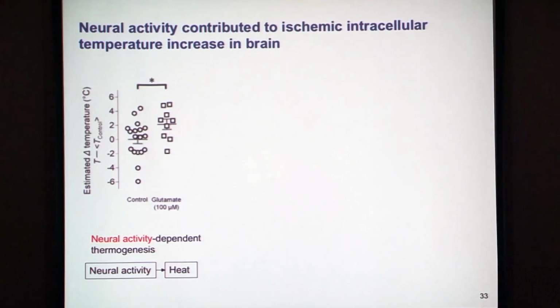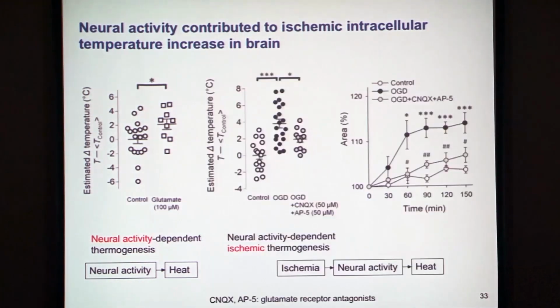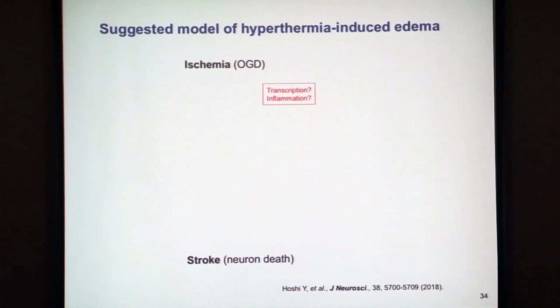We investigated the temperature in glutamate-treated cells. You can see that when you apply glutamate, the temperature significantly increased by a couple of degrees, and this could be inhibited by applying a glutamate receptor antagonist. So ischemia results in neural activity, and this provoked the heat. So this is a suggested model of hyperthermia-induced edema.